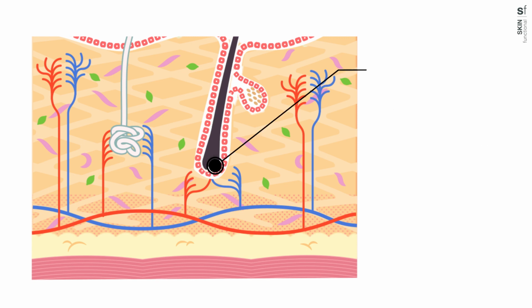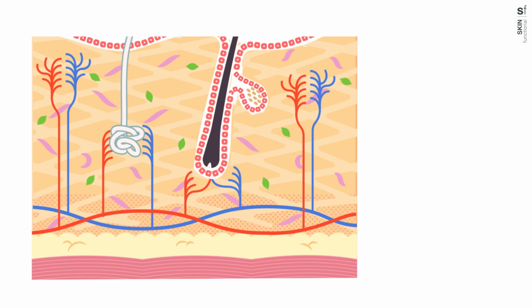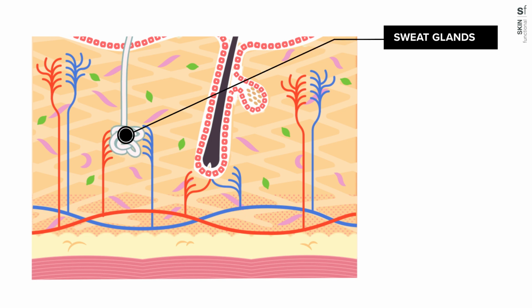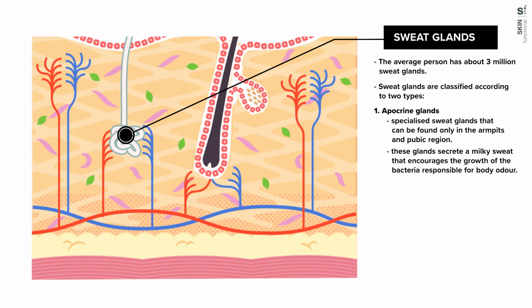Hair follicles. The hair follicle is a tube-like sheath that surrounds the part of the hair that is under the skin and nourishes the hair. Sweat glands. The average person has about 3 million sweat glands. Sweat glands are classified according to two types. Apocrine glands are specialized sweat glands that can be found only in the armpits and pubic regions. These glands secrete a milky sweat that encourages the growth of the bacteria responsible for our body odor.